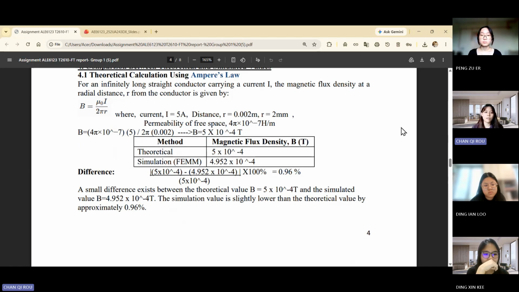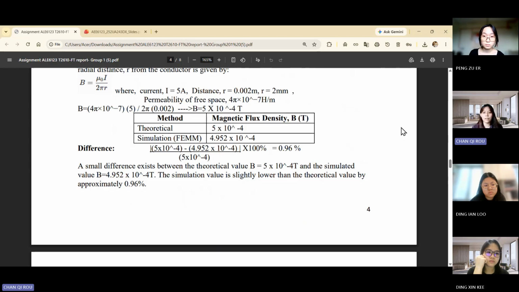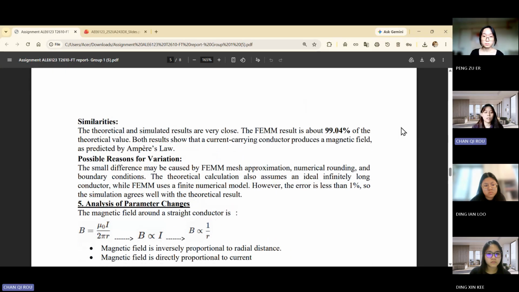Comparing the theoretical and the simulation, we get a difference of 0.96%, which is a small difference between the theoretical part and the simulation part. So the simulation is slightly lower than the theoretical by approximately 0.96 percent. The two are very close, with the simulation result being about 99.04% of the theoretical. Both results show that a current carrying conductor produces a magnetic field as predicted by Ampere's law.